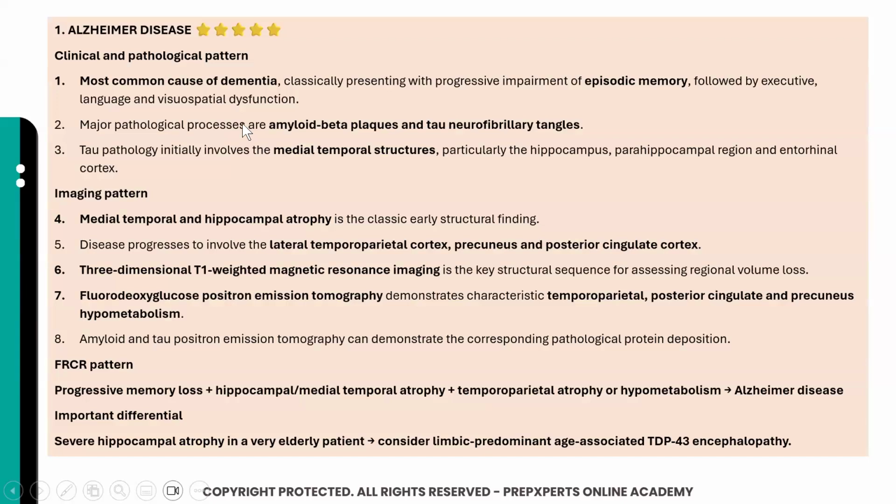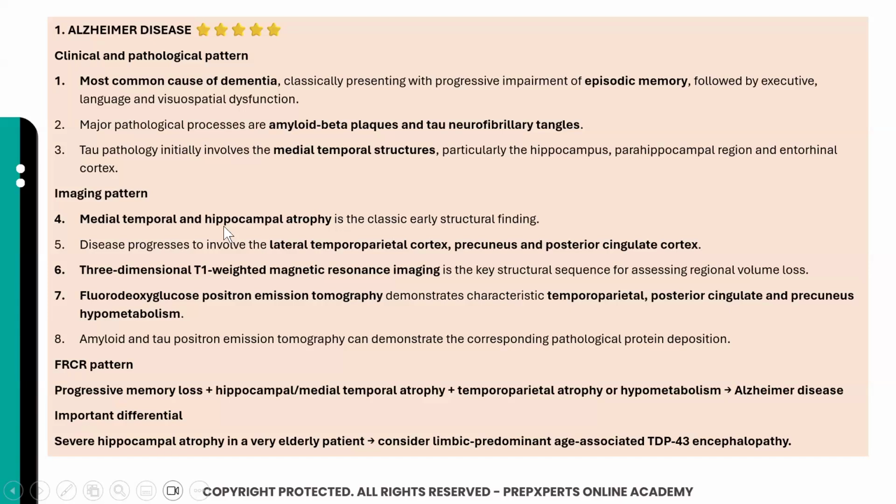Okay, so what happens in Alzheimer's? We all know it is the most common cause of dementia. So there must be a clue in the stem about dementia, episodic memory loss, followed by language and visuospatial dysfunction. The main pathology involved is amyloid beta plaques and tau neurofibrillary tangles. You don't need to remember this. And the important structures involved are medial temporal structures, particularly the hippocampus, the parahippocampal region, and entorhinal cortex. So this is the area that you need to remember.